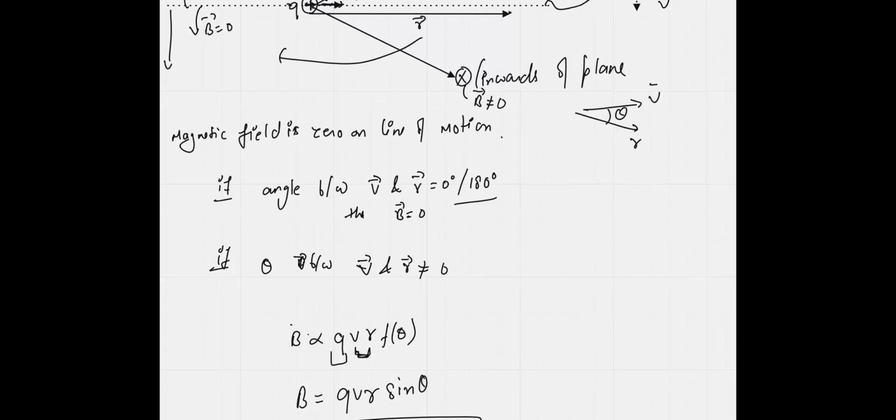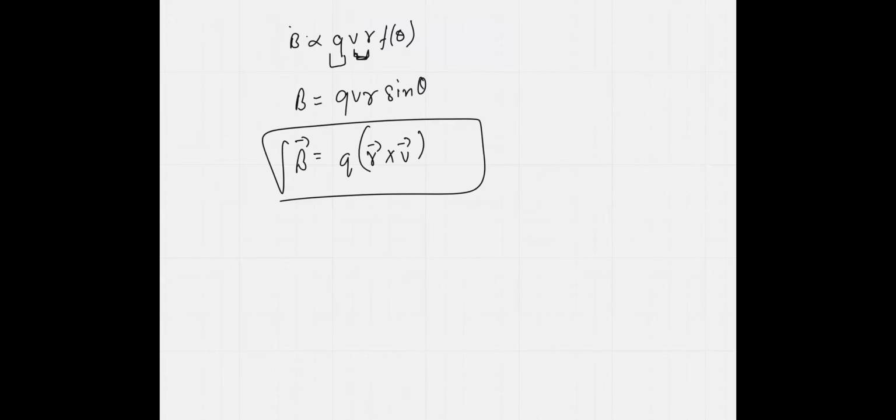But in this case, what is our main formula? Our main formula is R cross V. Is it clear? So you have to take your hand towards this R, turn it up to V. Whatever the thumb is pointing, that is the direction. Is it clear now? Yes, sir.